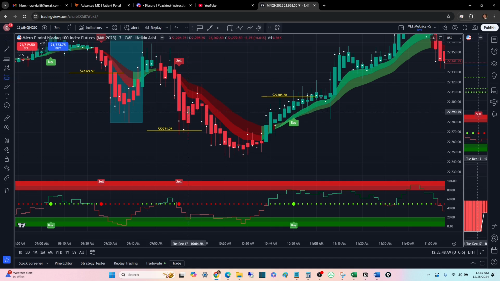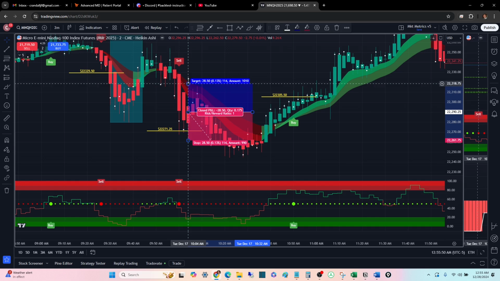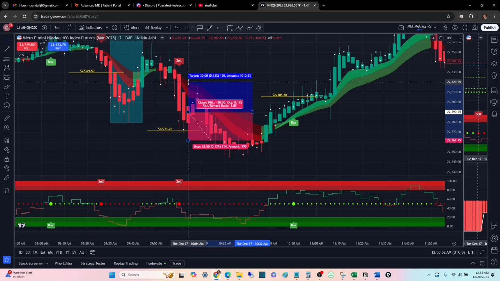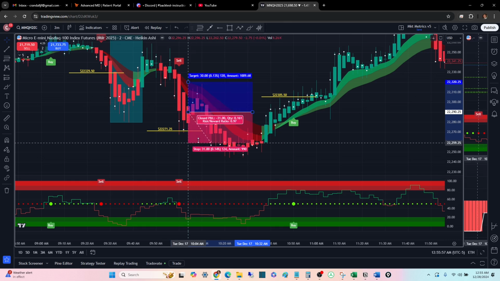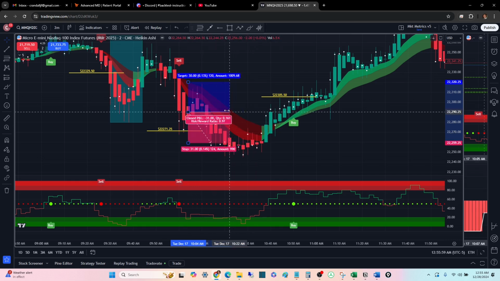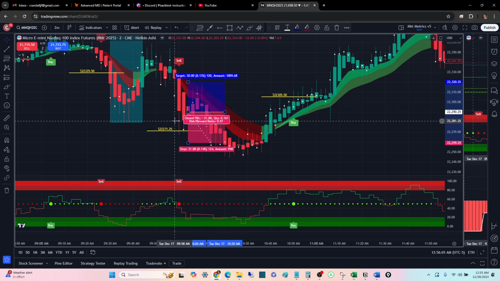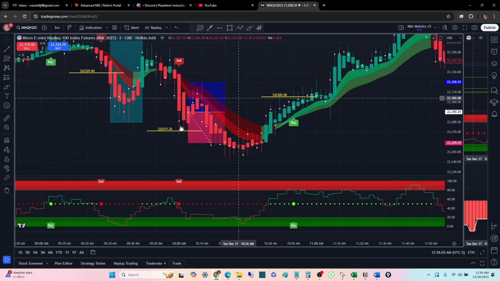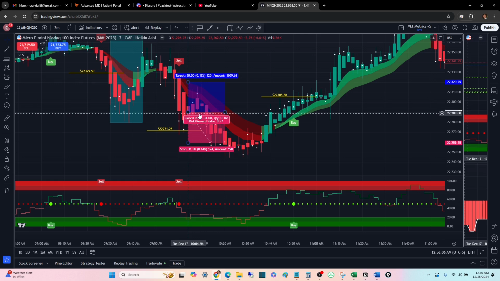So we would have entered here. We would have had a 30-point stop. See, it came really close, very, very close, but didn't take us out, and a 30-point take profit. So basically what it would have done was turn that losing trade into a winning trade just by using that entry technique.